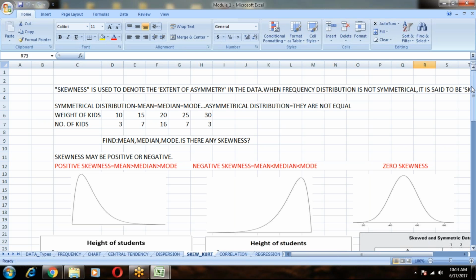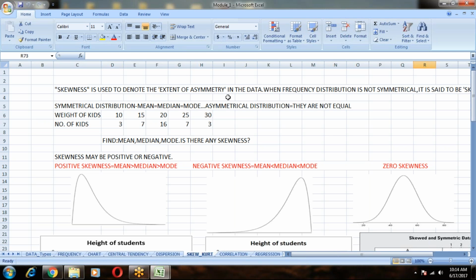Now, if a data set is symmetrical, that means the average we get from the mean approach is equal to the median approach is equal to the mode approach. So from all three approaches we are getting the same value, and then we call that data set symmetrical or symmetric. If it is not the case, then we call the data set asymmetric. When the average we get from the mean approach is different from the median and mode, then we call it an asymmetric data set.